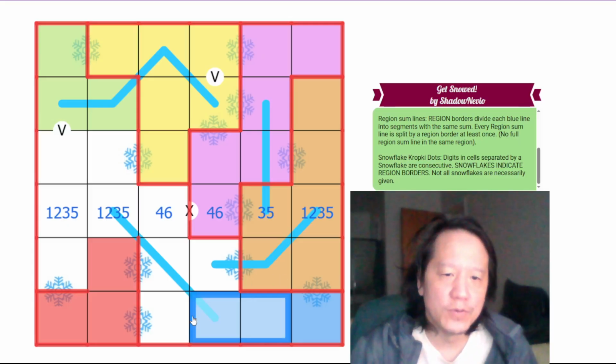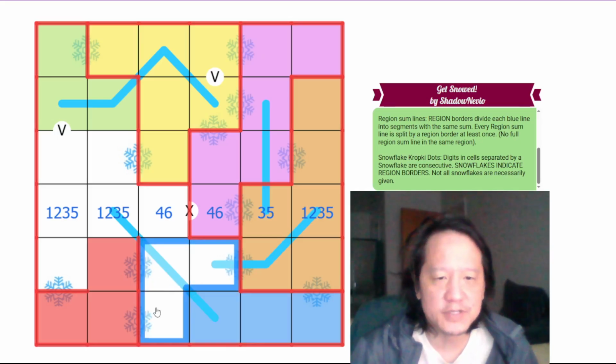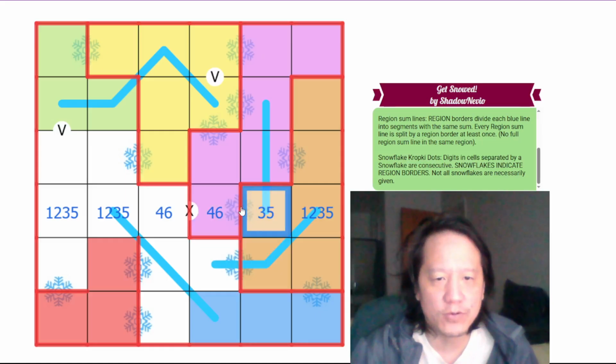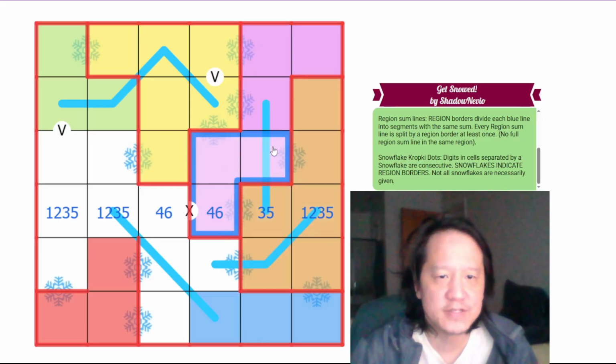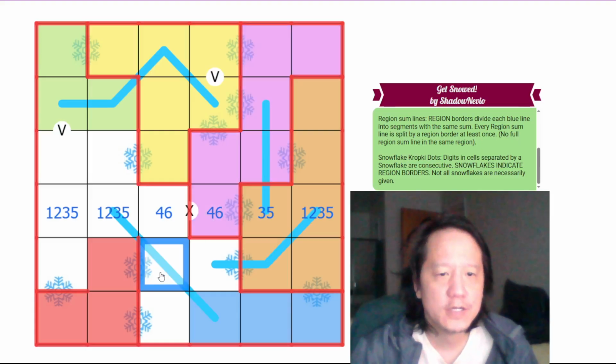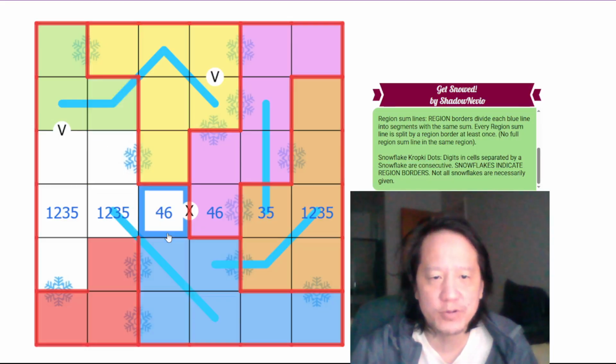The blue has to be able to go out. These cannot be orange or yellow or pink because those regions are filled, because we have 6 cells in those regions. This cell can't be red because of the snowflake between them, which means there's a region border between those two. And it cannot be green because that would be too far away. So the rest of this must be blue.